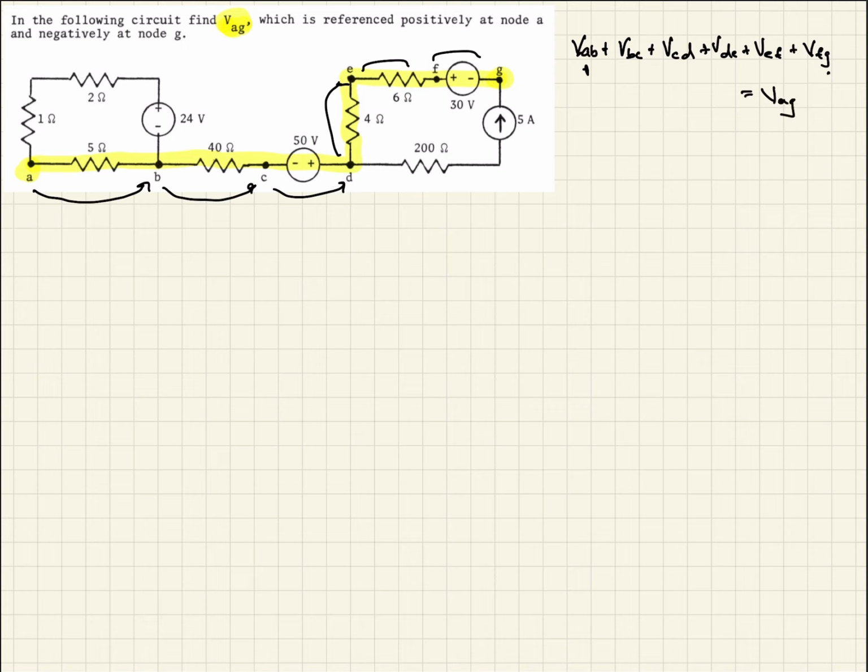So now we need to determine what these potential differences are. We can see right away, we already know this leg and this leg, as there are voltage sources there, so we could just plug those in directly. Now we need to determine what the others are. So let's do that. First, we want to find VAB. To do that, we need to find the voltage drop across that.